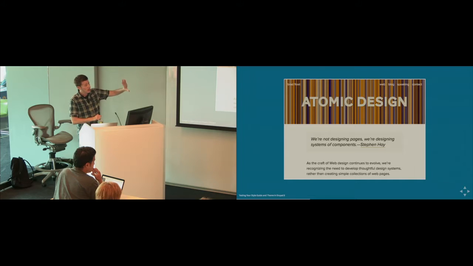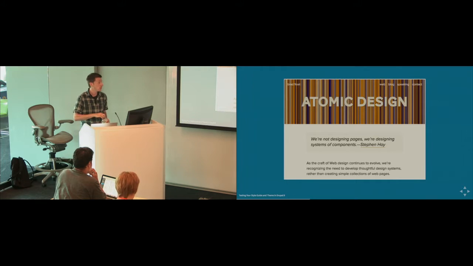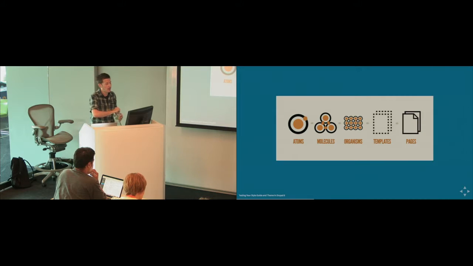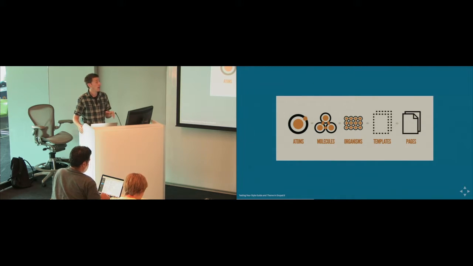But this is Brad Frost's post on atomic design. That quote up at the top was something that has really clicked with me and always sticks in my head, the idea that we're not designing pages, we're designing systems of components. So this is an image that kind of lays out the individual pieces of the atomic design theory. And from my perspective, it's not necessarily as important what you call these things and the exact approach that you follow. But what is most important is that you're trying to build things out in a way that you have pieces that are reusable and modular.